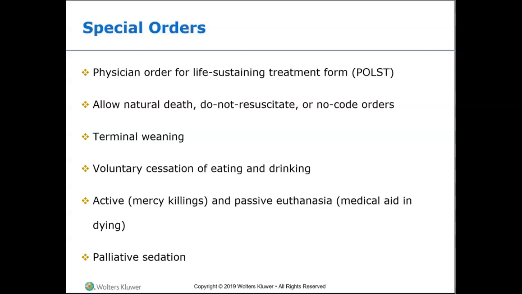Terminal weaning is the gradual withdrawal of mechanical ventilation from a patient with a terminal illness or an irreversible condition with poor prognosis. It is important to distinguish the voluntary act of a patient who is still capable of eating and drinking, making the decision to refuse food and fluids, from the natural anorexia, as well as the loss of the thirst mechanism, that frequently accompanies the end stages of dying, right?